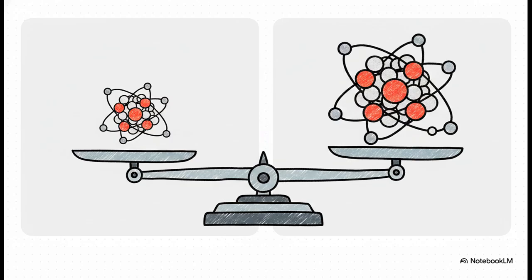Take carbon-12 and carbon-14. They share the exact same identity because they both have exactly 6 protons, but they carry completely different weights due to a varying neutron count. Carbon-12 has 6 neutrons, while carbon-14 has 8. It's the exact same element, just with a different mass stabilizer count.